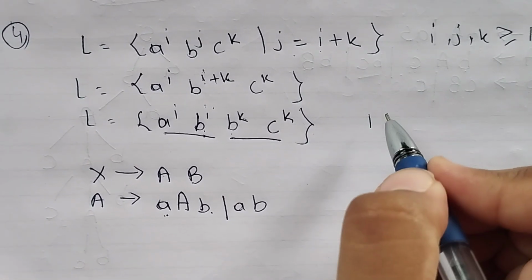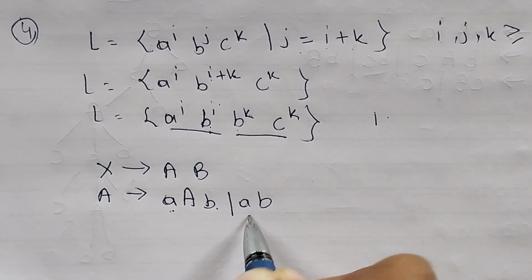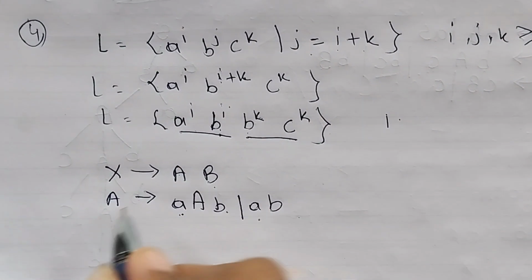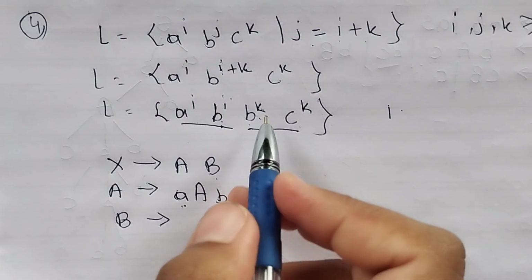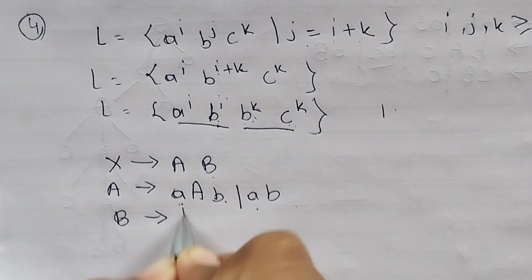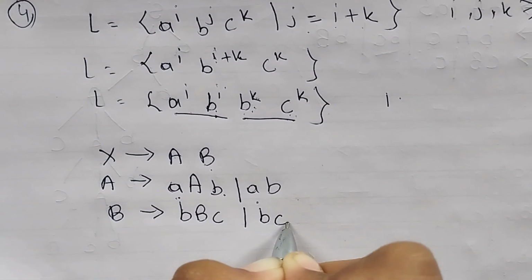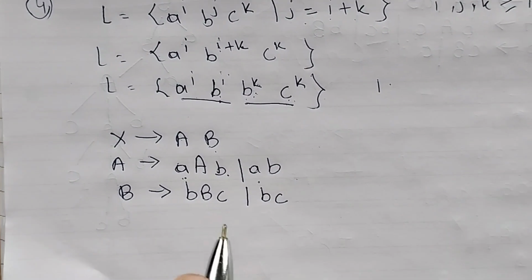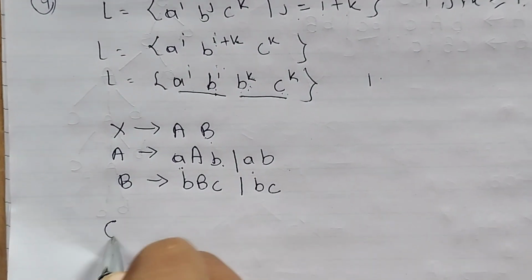So when i, j, k is equal to 1, that time one production I write here. Or for second, this B can be b and c, meaning n number of b is equal to n number of c. So this B, c, or simply bc. So now I hope you all get a clear idea about this.